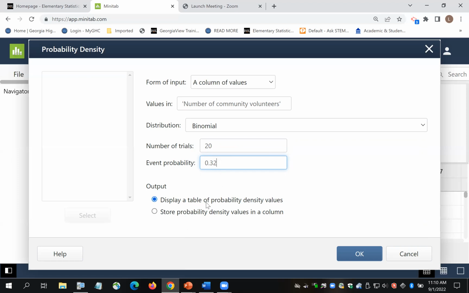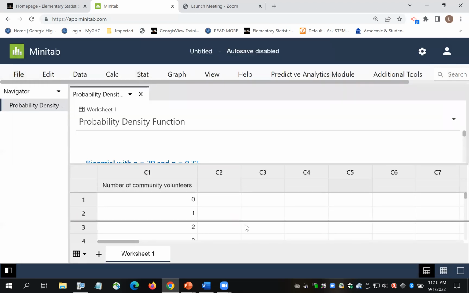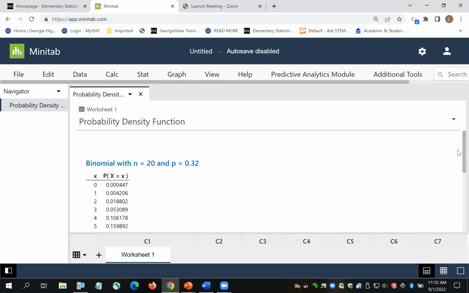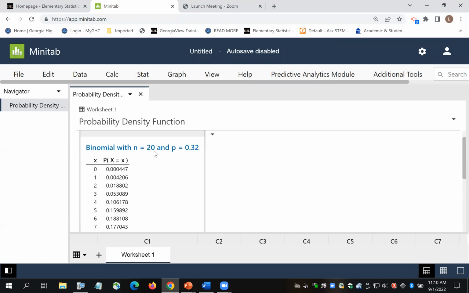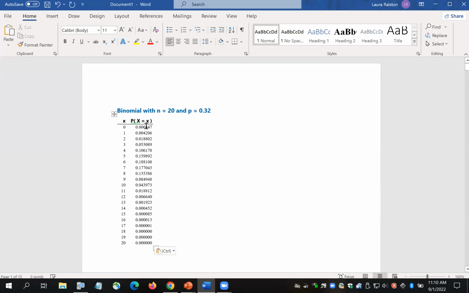I usually use display a table because sometimes Minitab is kind of weird and it won't store it in a column for me. So I just usually have it display it as a table. So I click OK. And in the top half of my screen, it gives me the table. And I'm going to copy this table over to a piece of paper so we can look at it together.